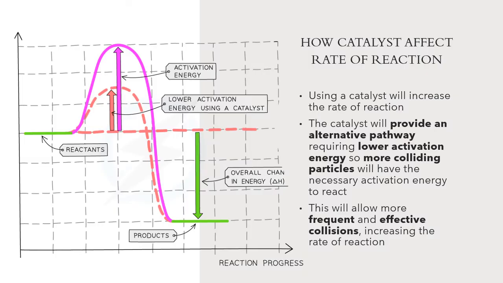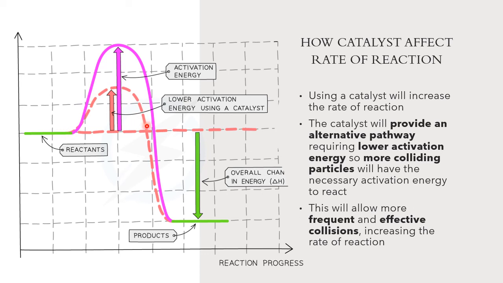Okay, how does a catalyst affect the rate of reaction? Okay, macam ni lah ya. Using a catalyst will increase the rate of reaction because the catalyst will provide an alternative pathway, requiring lower activation energy. This is the actual activation energy. Tapi bila masukkan catalyst, dia punya activation energy direndahkan.